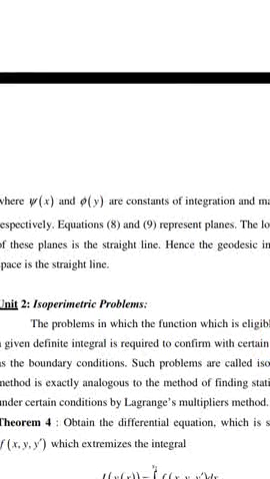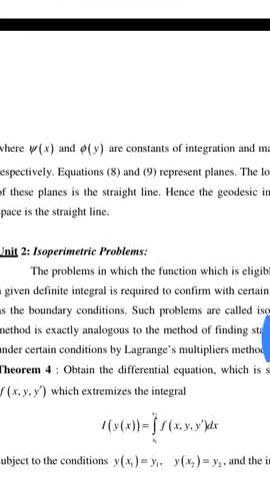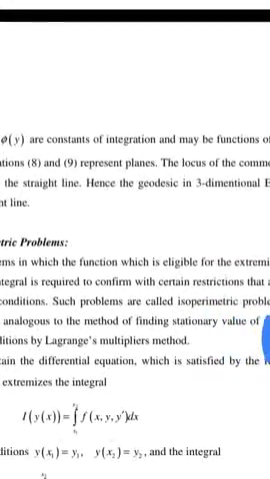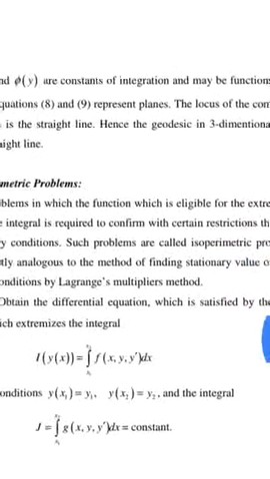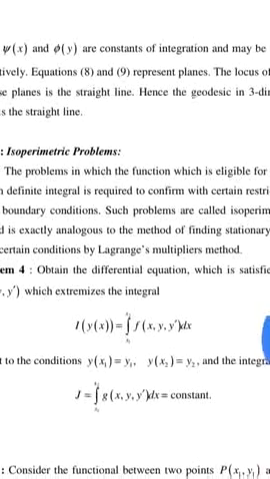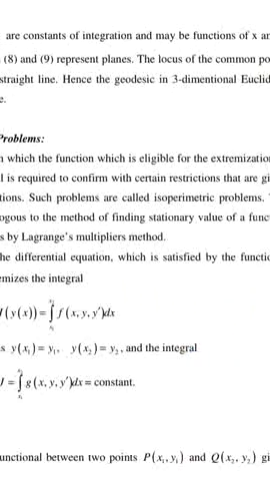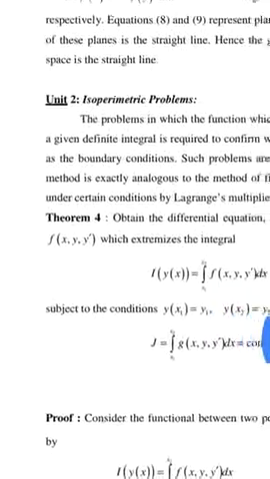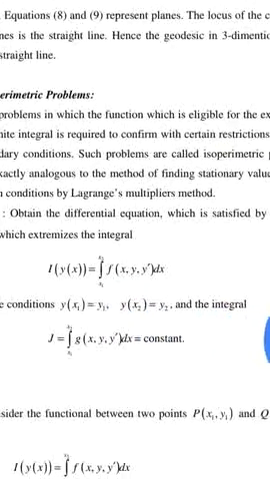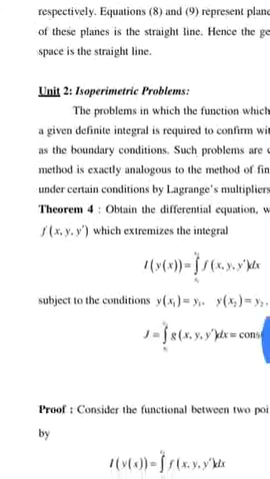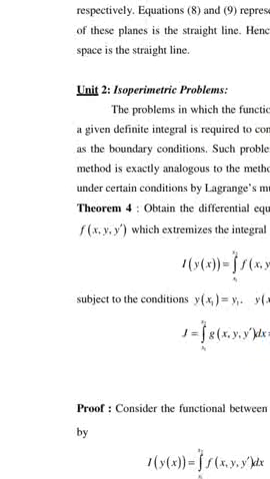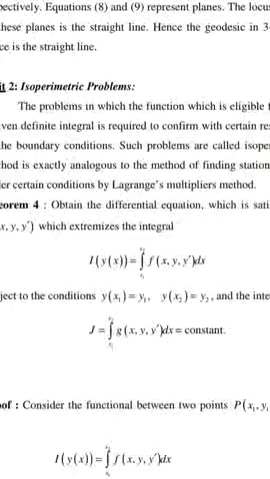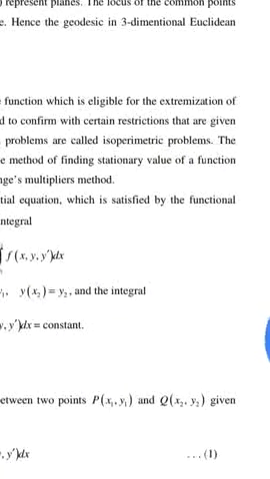Today I will discuss the isoperimetric problem related to the variational principle from classical mechanics of MSc 1, semester first. The problem in which the function which is eligible for the extremization of a given definite integral is required to conform with certain restrictions that are given as the boundary conditions. Such problems are called isoperimetric problems.